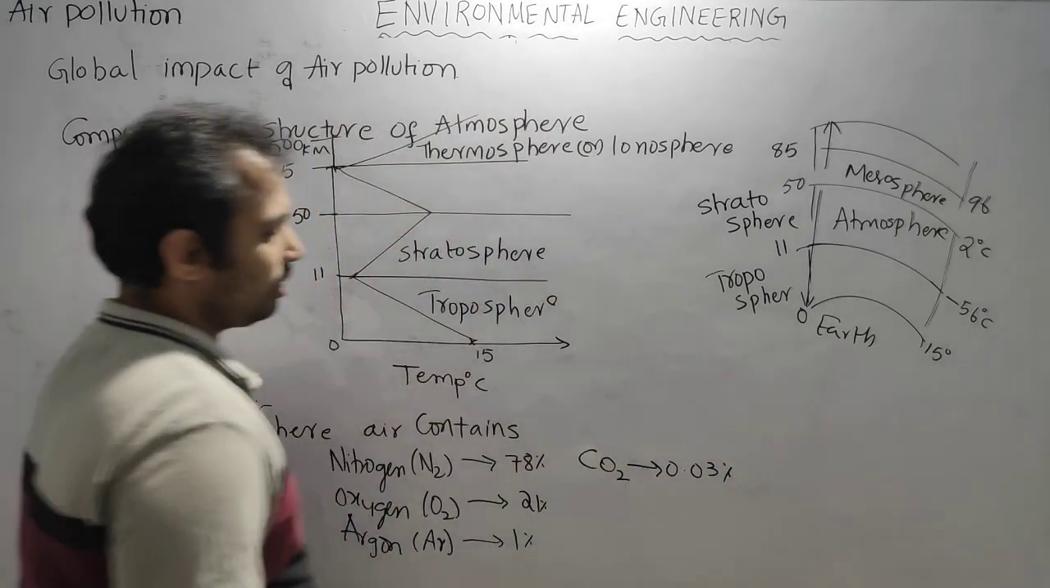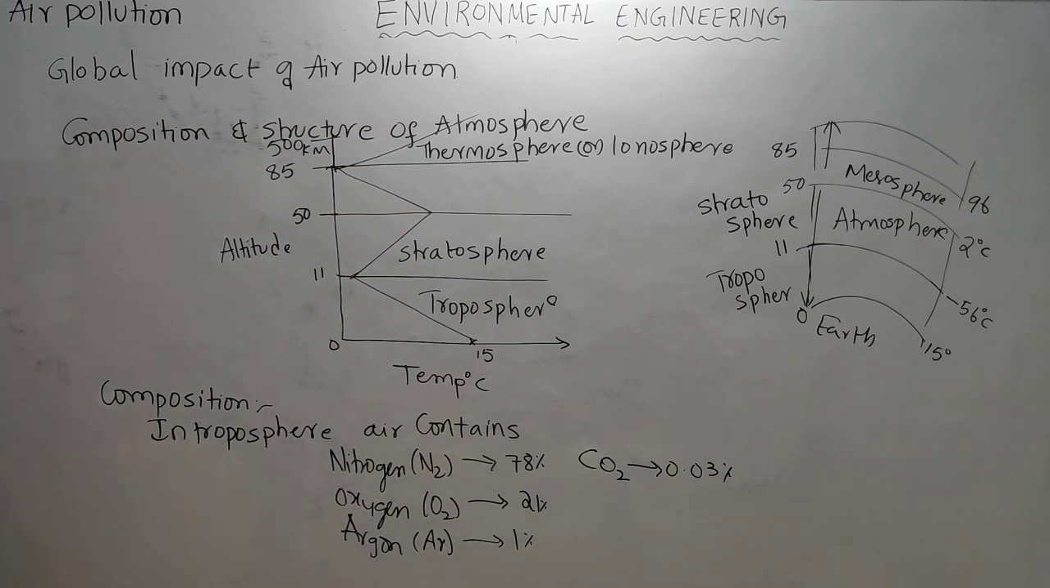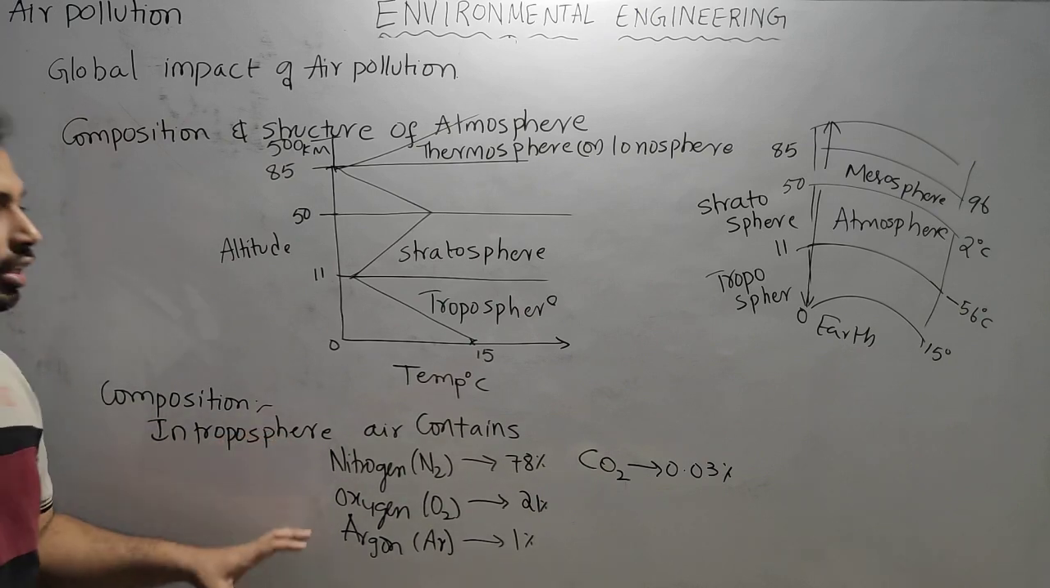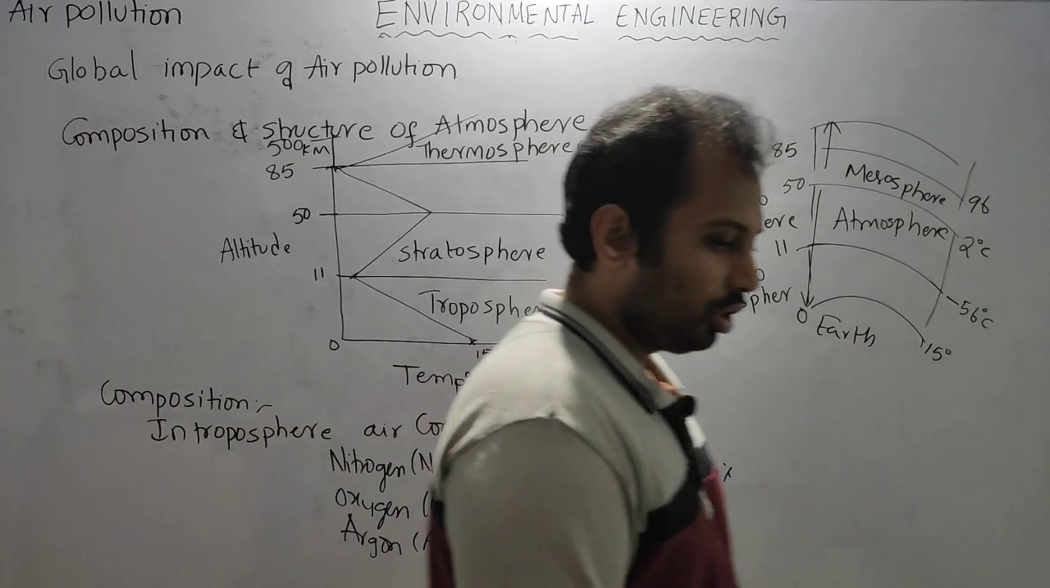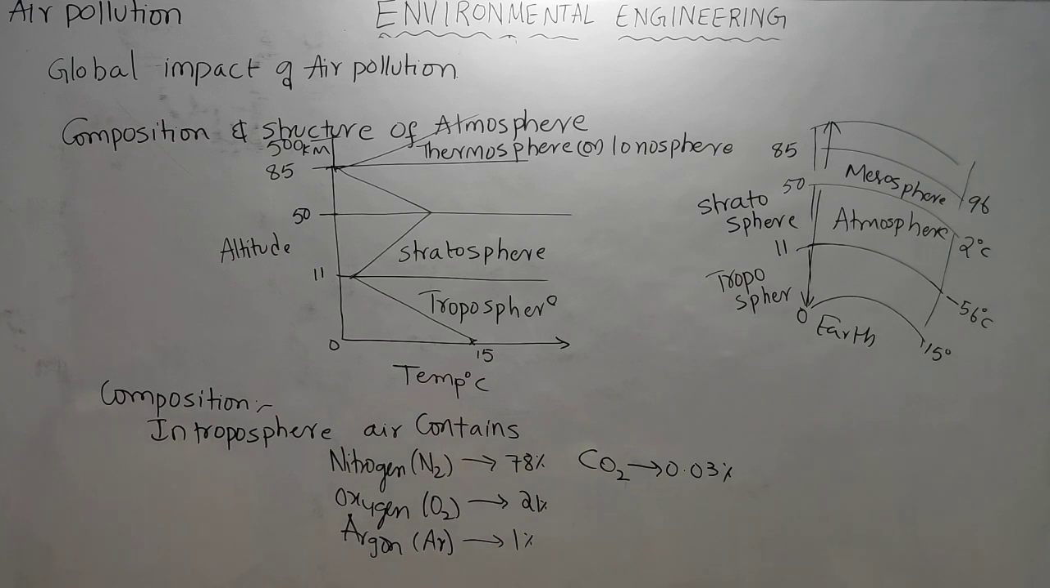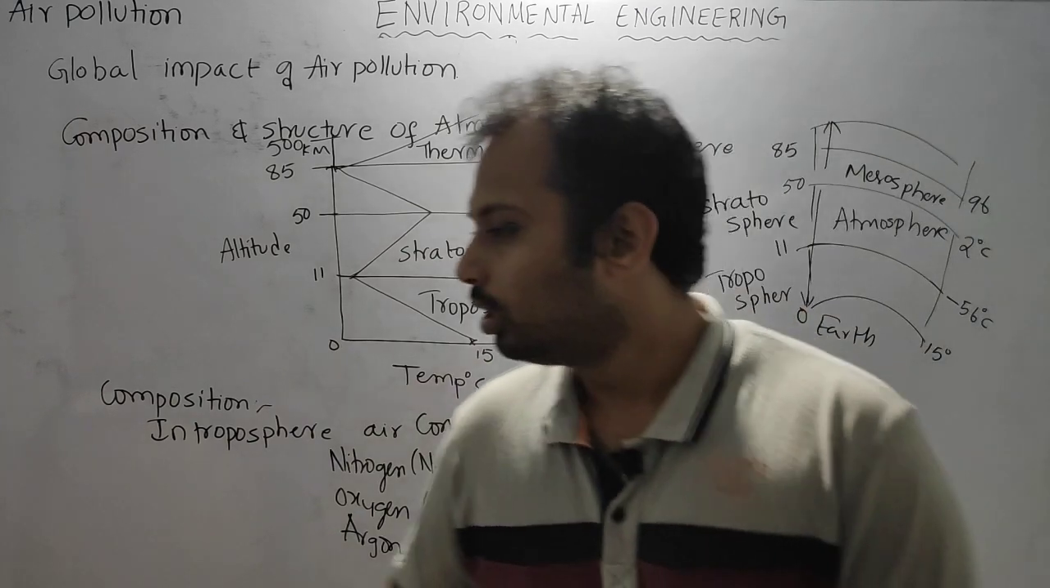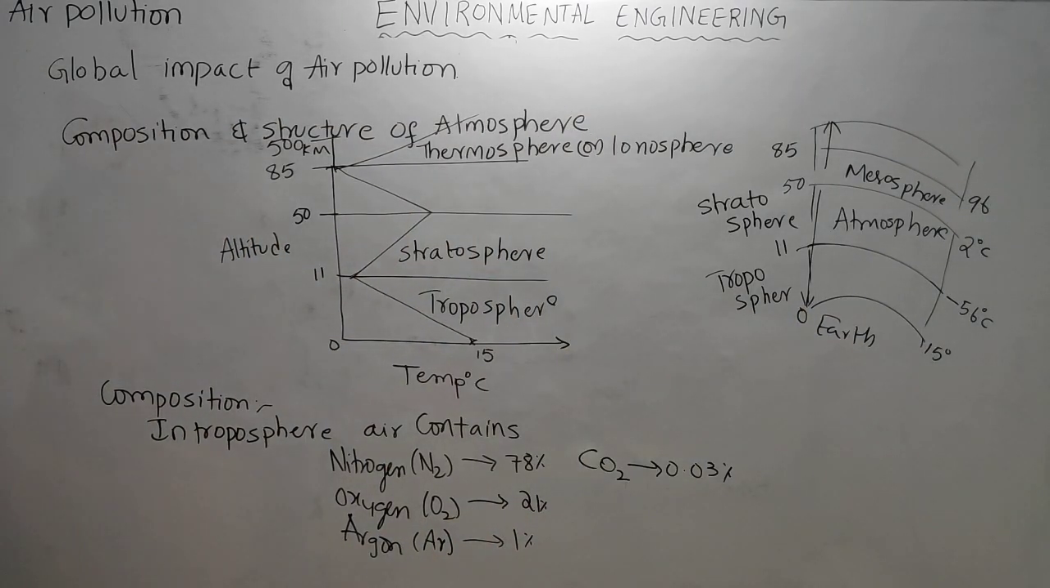The rest of the gases are in traces, and most of them are inert. The major compounds present in the air are nitrogen and oxygen. So this is the composition and the structure of the air.